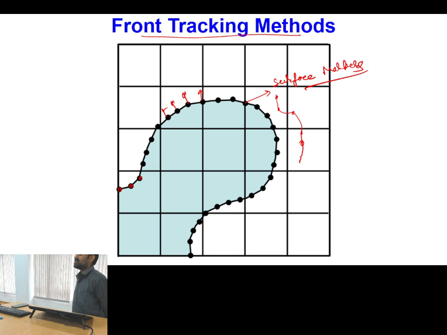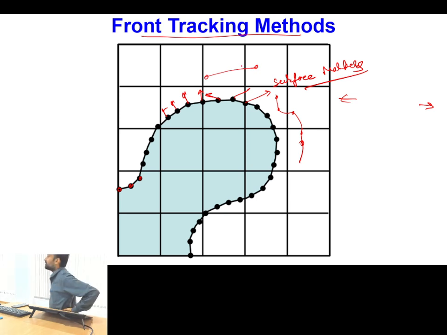The front tracking approach has certain disadvantages. One disadvantage of surface markers is that if your interface is lying in a stretching regime, what will happen? Say here the marker velocity was like this, and here it was like this. After some time you will find one marker here and the other there, so the distance between the markers is very, very large. Because of this large distance between the markers, there can be some inaccuracies.